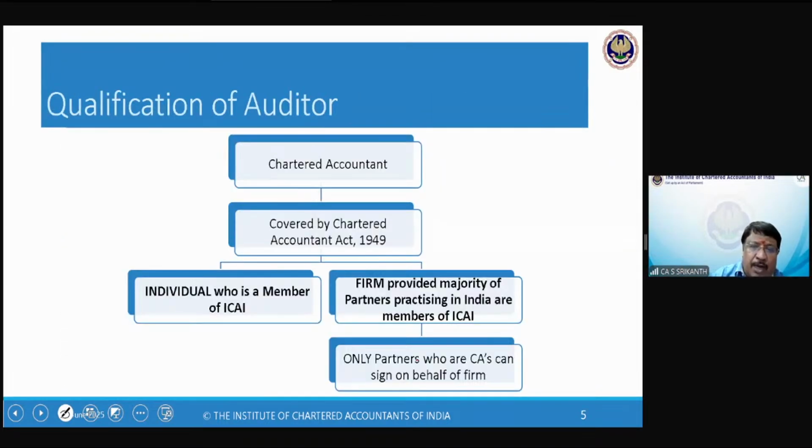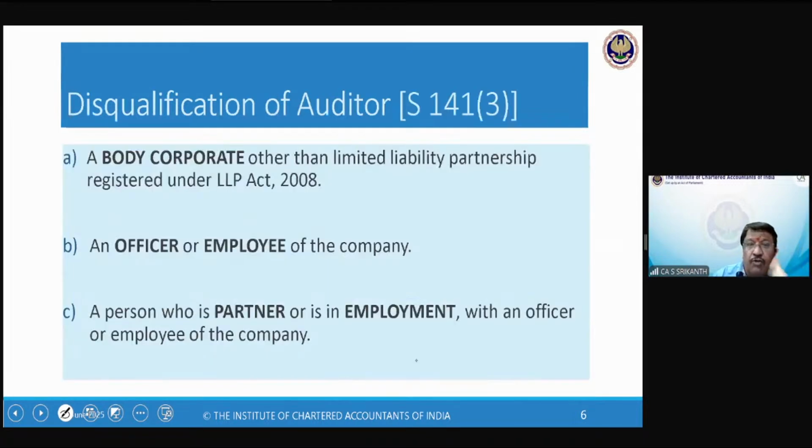This is not part of company law. That will come under the auditing web: what a chartered accountant can and cannot do. Code of conduct.